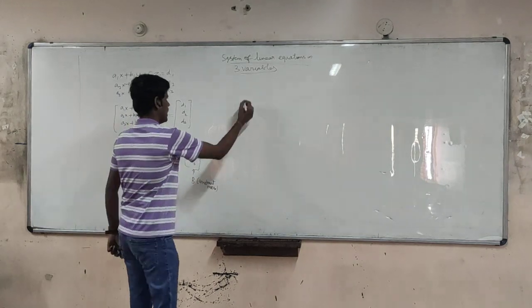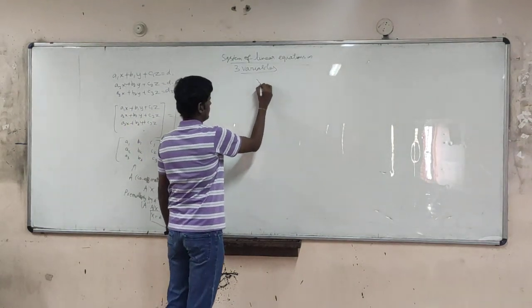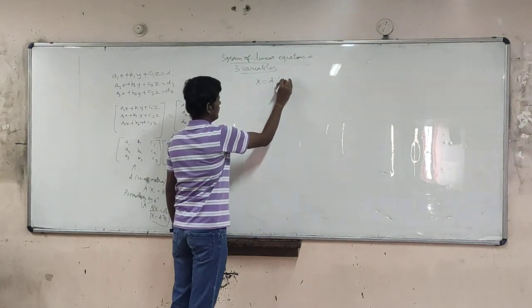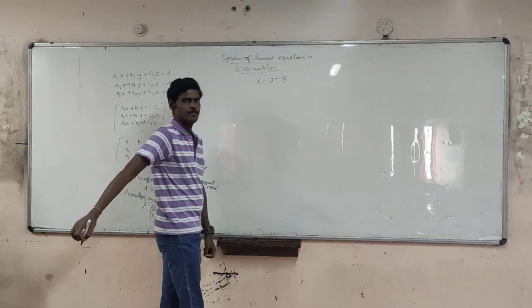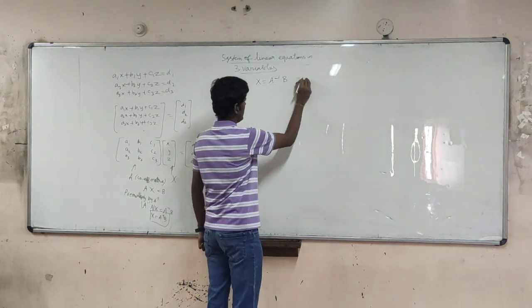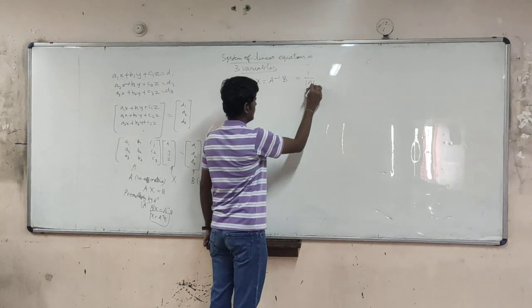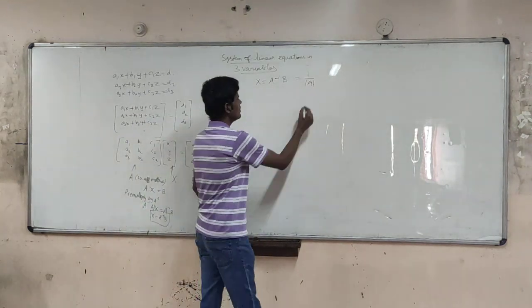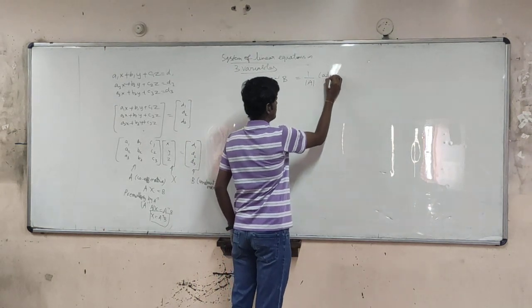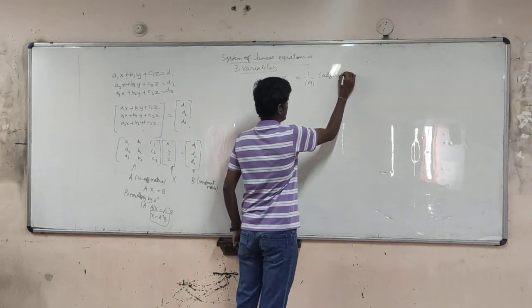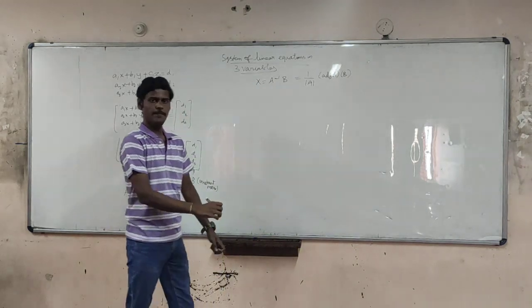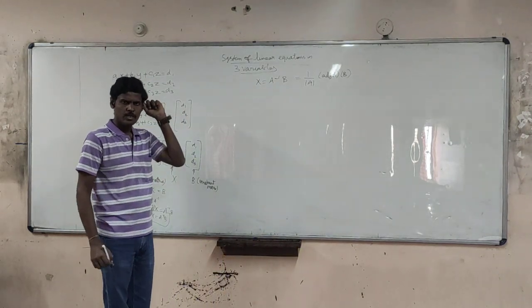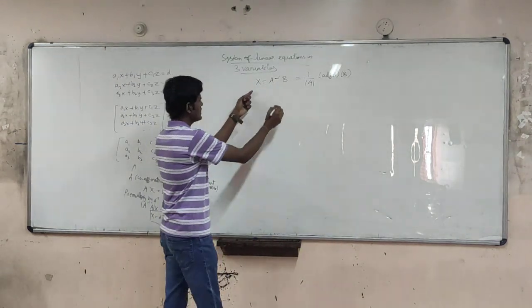Right? I am writing here further x equal to A inverse B, which can be again written as, what is A inverse? 1 by determinant A into adjoint A. So I am writing this as 1 by determinant A into adjoint A into B.